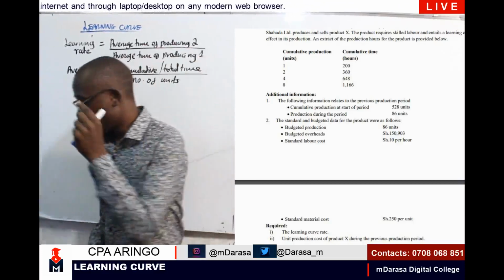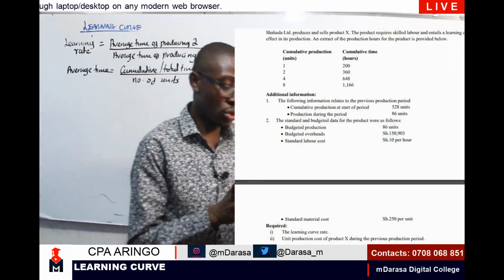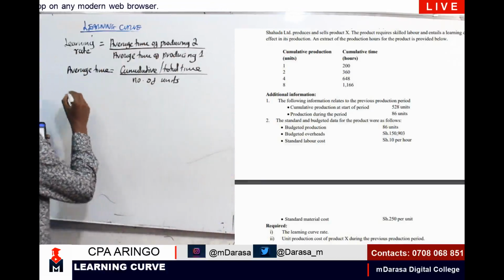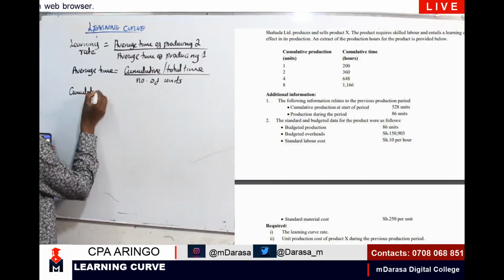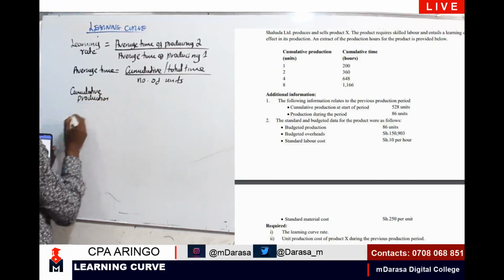To understand the concept clearly, this is what Mwalimu is saying. Like in our case here, we were told that we had a cumulative production. In our question here, we had cumulative production.